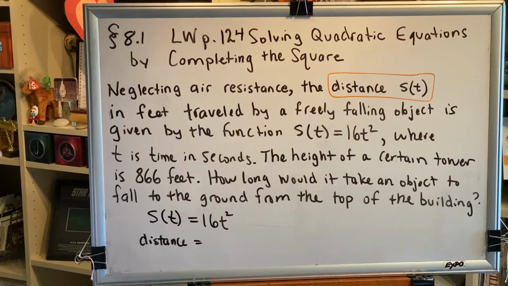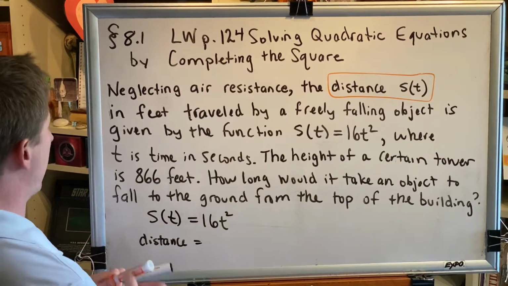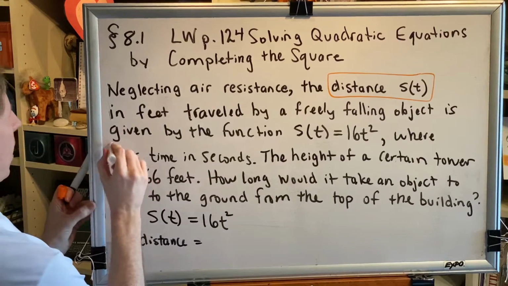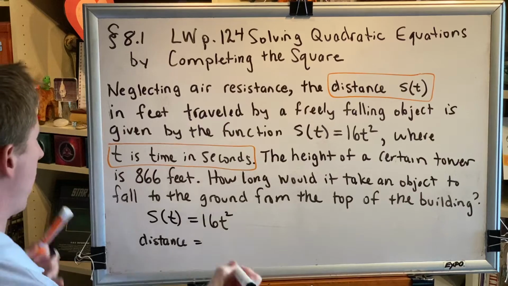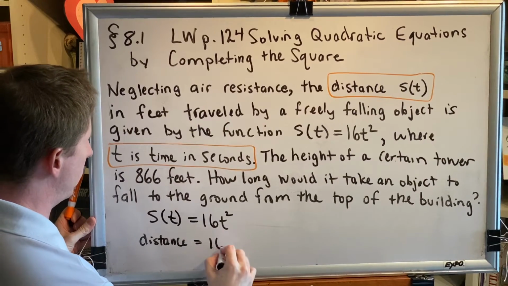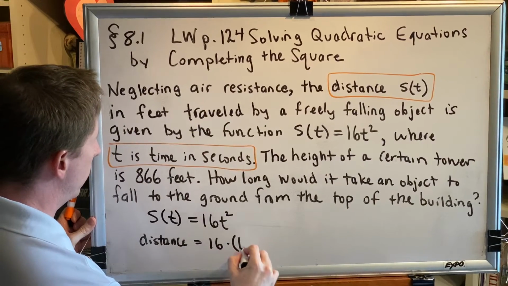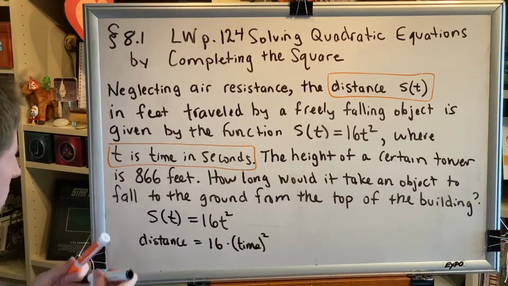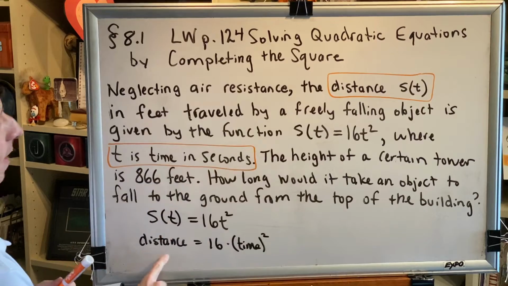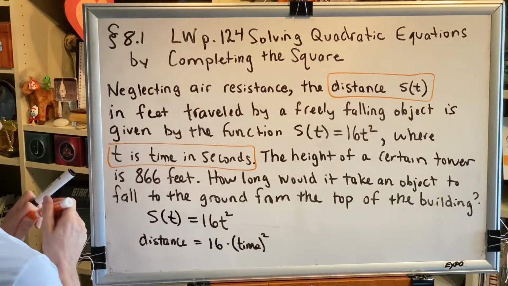The next part of the equation is t. And in the problem statement, it tells us that t is time in seconds. So if I wanted to, I could write my equation as distance equals 16 times time squared. I just need to remember that time is being measured in seconds, and the distance is being measured in feet.